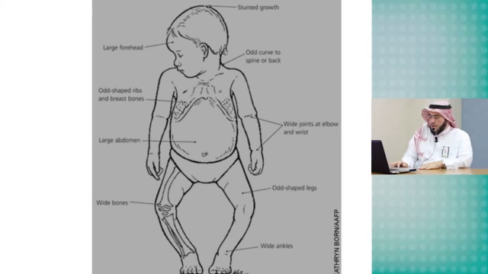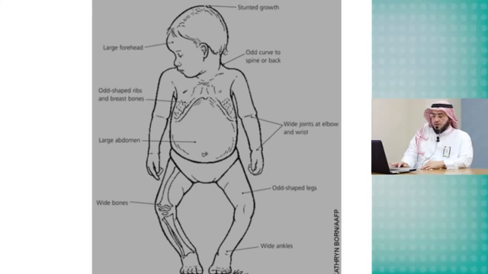We'll have wide joints at the elbow and the wrist. We'll have a distended abdomen. Why a distended abdomen? Yes, because the muscles will be hypotonic. Why will the abdominal muscles be hypotonic? Yes, because of hypocalcemia. Hypocalcemia leads to hypotonia in the muscles, and hypotonia in the muscles leads to abdominal distension in children with rickets.